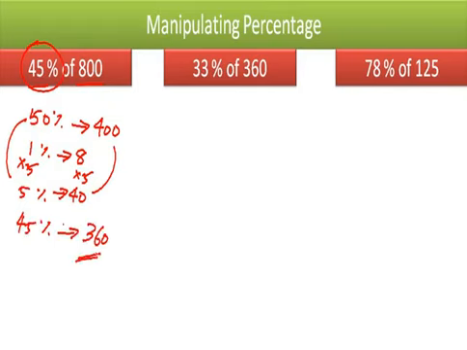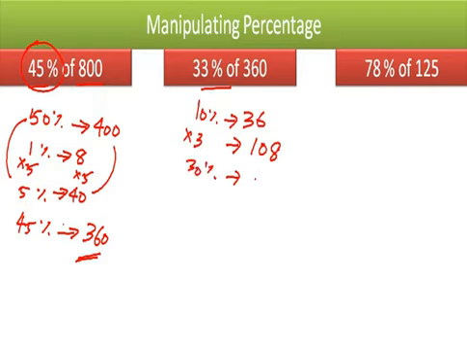That's it. Now 33% of 360. What is 10% of 360? 36. We times it with 3 and that is going to be 108. So 30% of 360 is 108. But still we are not done.